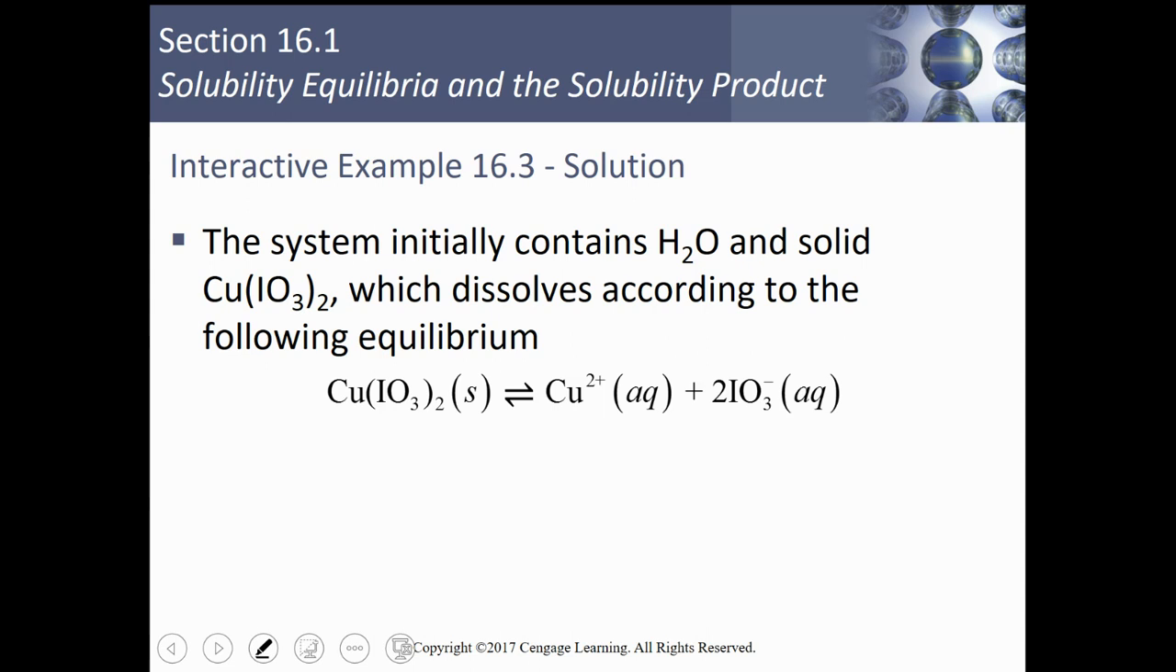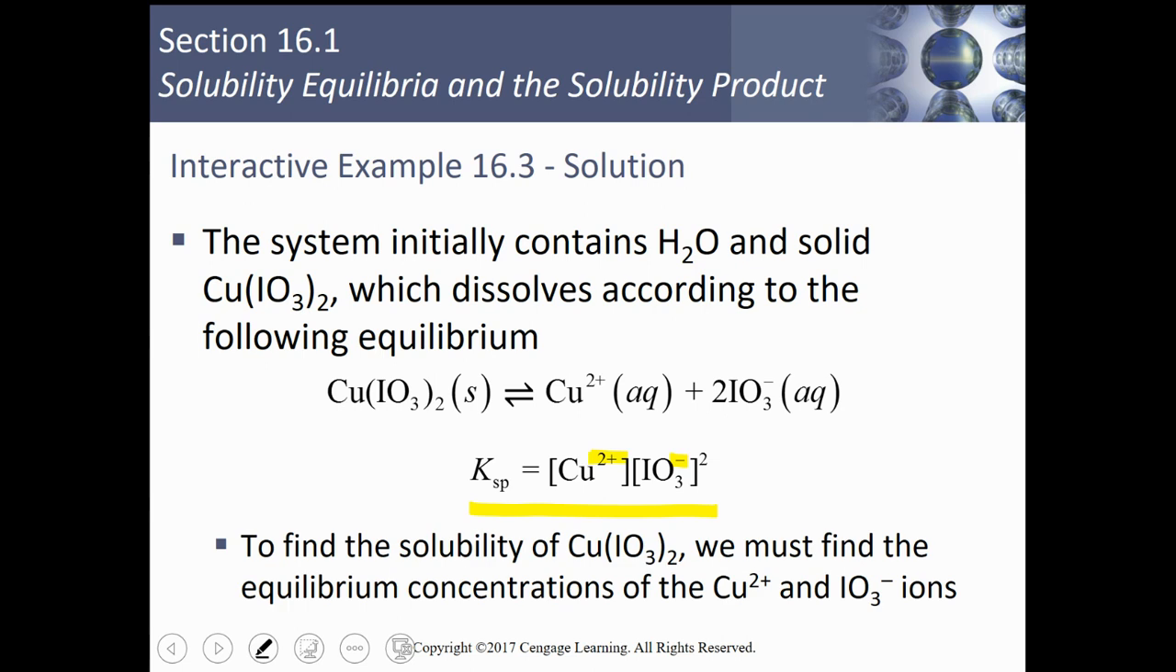It's going to dissolve into the following equation. So you have copper plus 2 ions and 2 IO3 minus ions. Those are aqueous. Those are going to be in our Ksp expression. So we usually write that right after, raised to the power of their coefficients. Again, always remember you actually include the charges in the brackets there.